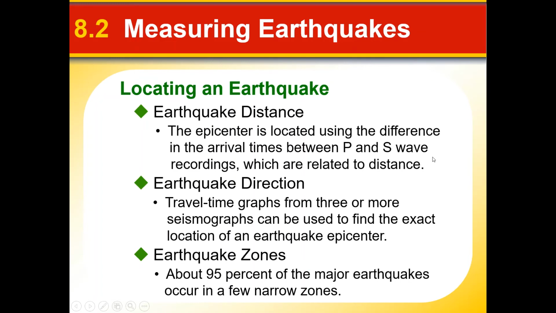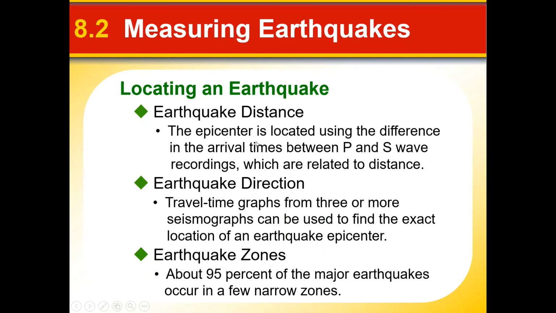So, locating an earthquake. The earthquake distance to the epicenter is located using the difference between the arrival times of your P waves and S waves, as they have a constant speed. And then for the earthquake direction, the travel times from three or more seismograms are used to find the exact location of an earthquake's epicenter. And earthquake zones: 95% of the major earthquakes occur in narrow zones.